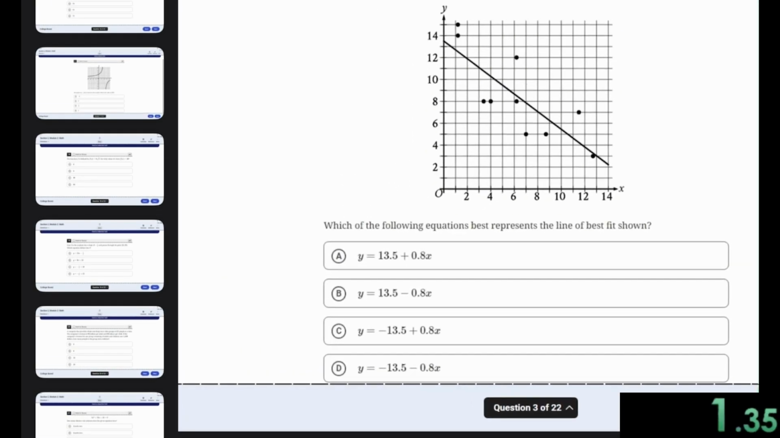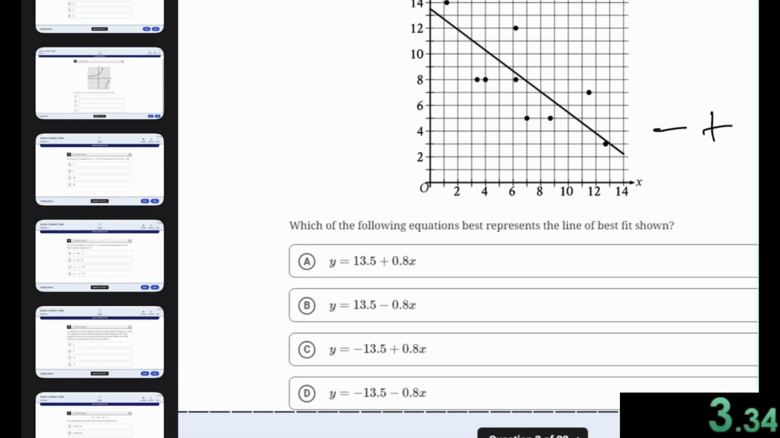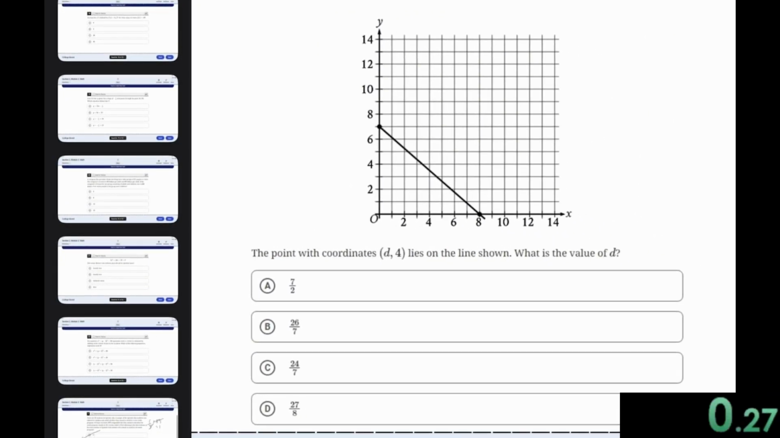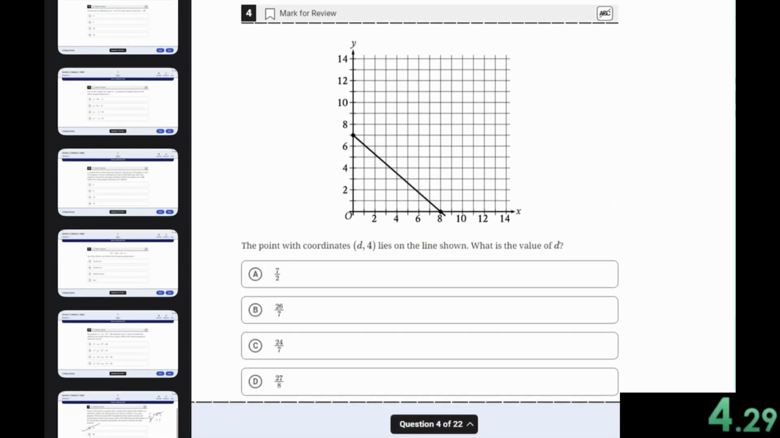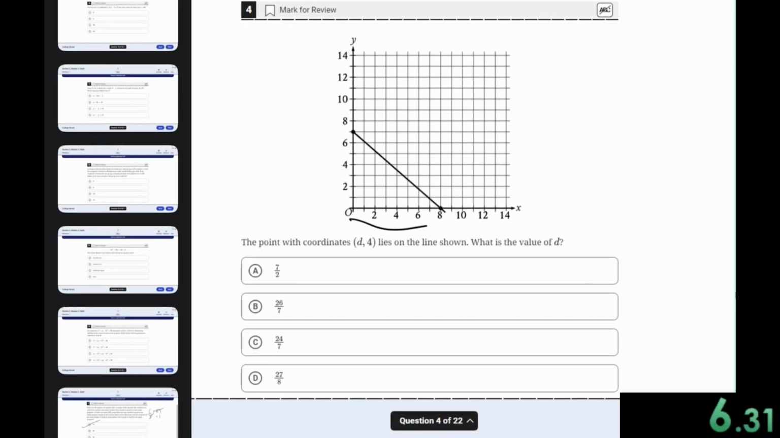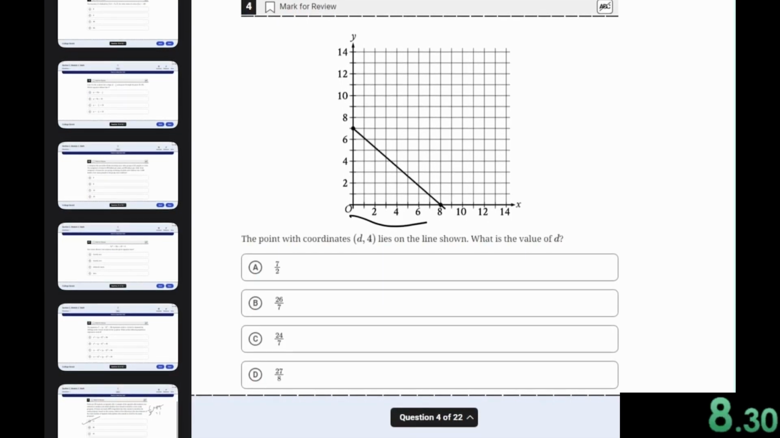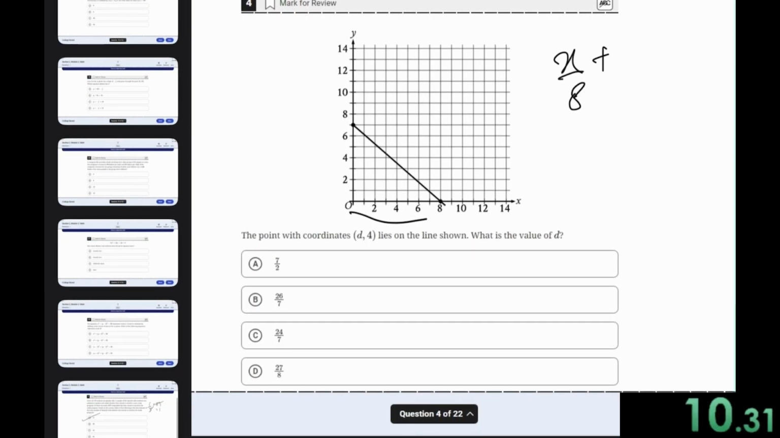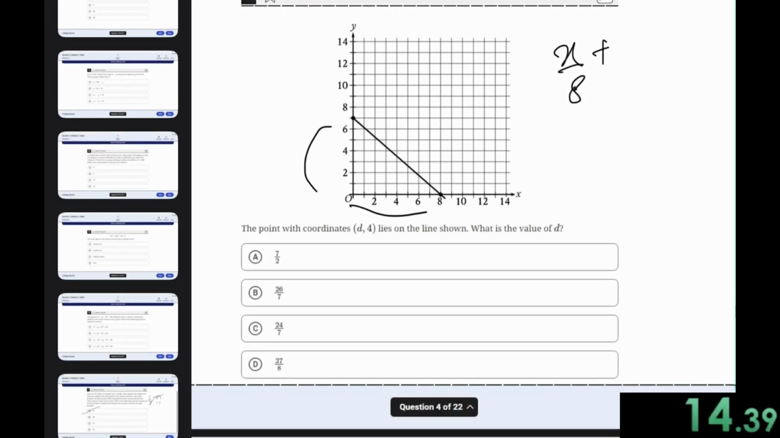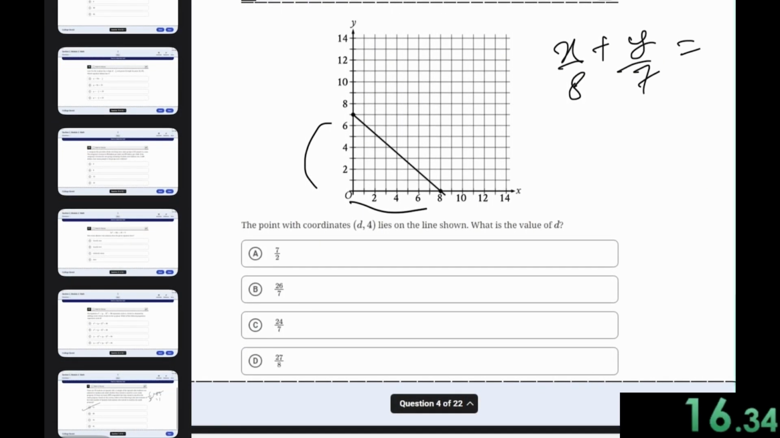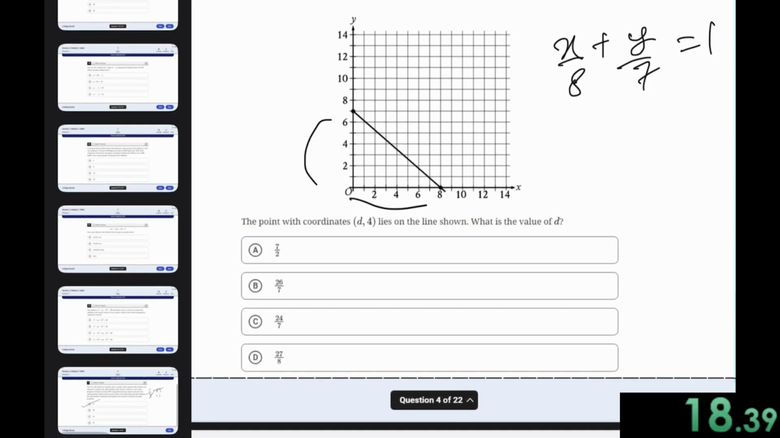This one. And negative slope, positive intercept. So negative slope and positive intercept here. Great. Now this one, we just need to form an equation. What is our x-intercept? X-intercept is 8, so x upon 8 plus, what is our y-intercept? It's 7, so y upon 7 equals 1. This is called the intercept form equation.